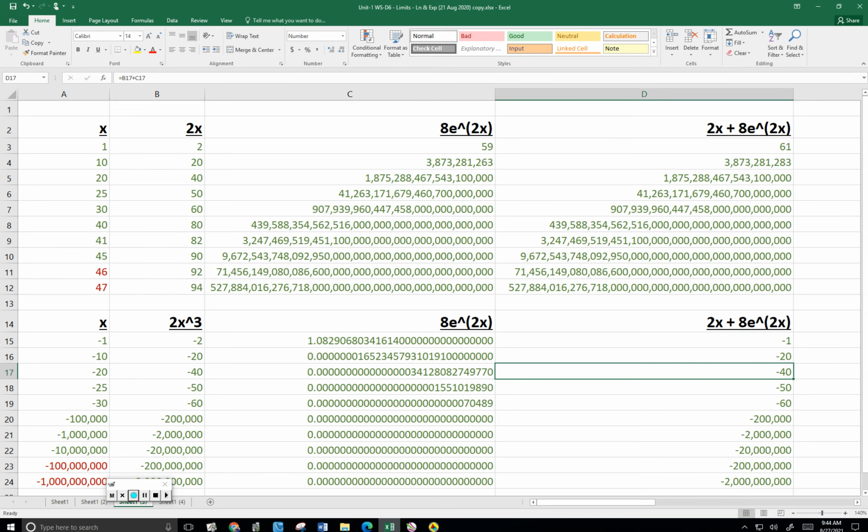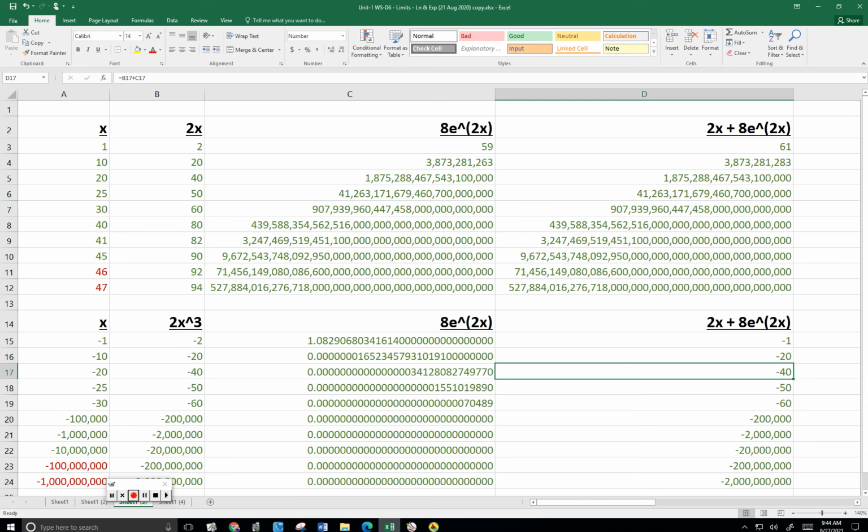Here are negative values of x. Here's what happens to e raised to the 2 times that negative value. Look how fast that thing approaches 0. Like when x is negative 30, that's already, I don't know how many zeros, like 20 zeros. Question. You have to memorize that idea.